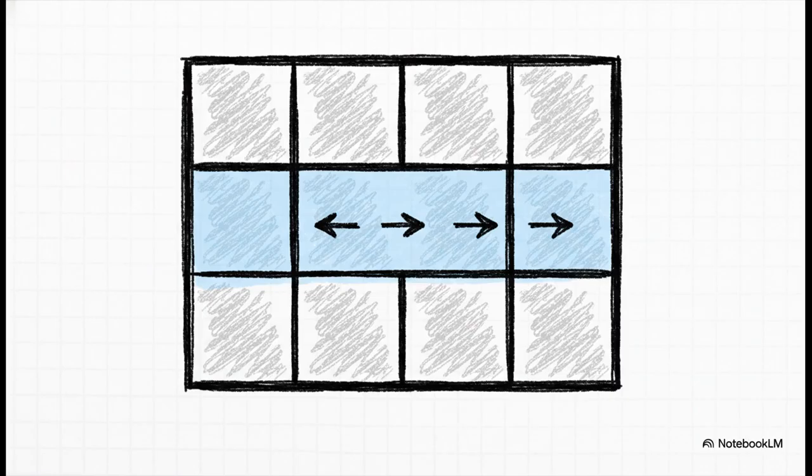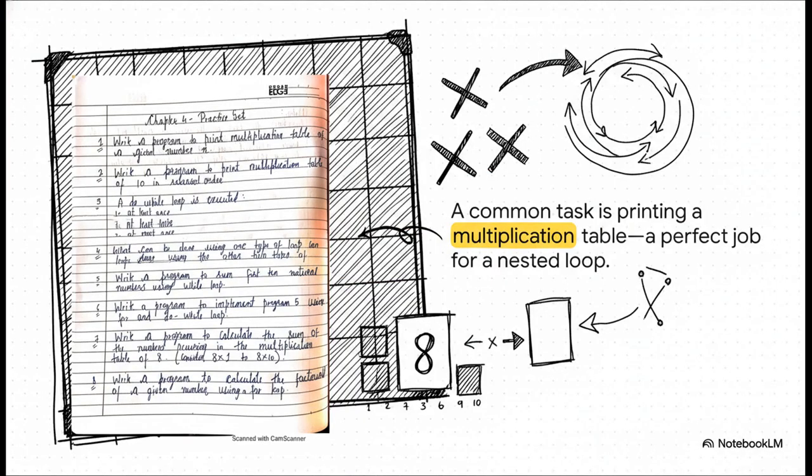Imagine you've got a 2-dimensional array, like a grid of numbers. To get to every single element in that grid, you can use an outer loop to pick the row, and then an inner loop to move through each item inside that row. It's just a really clean, efficient way to process every single cell. And here's a classic example that every programmer runs into: printing a multiplication table. Think about it. To print the table for, say, the number 8, you need to multiply 8 by 1, then 8 by 2, all the way to 10. That's one loop. But to build the entire table from 1 to 10, well, you need an outer loop to control which number's table you're actually printing. It's a perfect job for a nested loop.